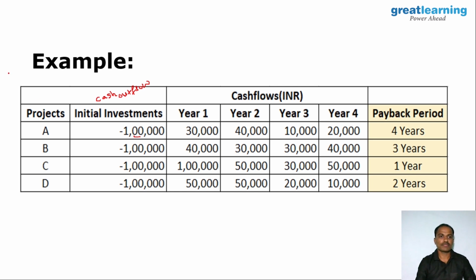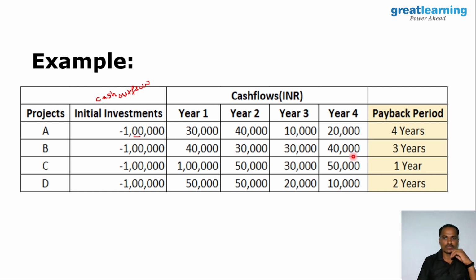Project A yields 30,000 in year 1, 40,000 in year 2, 10,000 in year 3, 20,000 in year 4. Okay, project B, 40,000 year 1, 30,000 year 2, 30,000 year 3, 40,000 year 4. Project C yields 1 lakh in year 1, 50,000 in year 2, 30,000 in year 3, 50,000 in year 4.